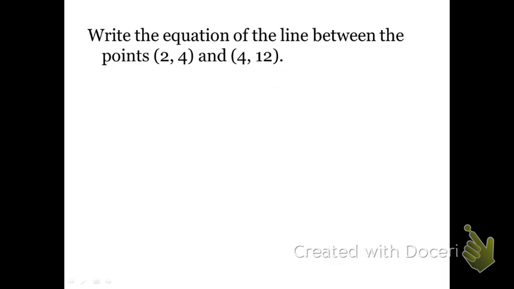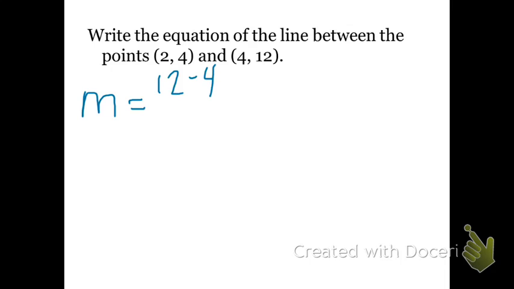In this example, we're going to find the equation of the line that goes through the points (2, 4) and (4, 12). To do that, you first need to find the slope. Your first step is always to find the slope. Sometimes they're going to give you the slope, but if they give you two points, you have to use the slope formula to find it.